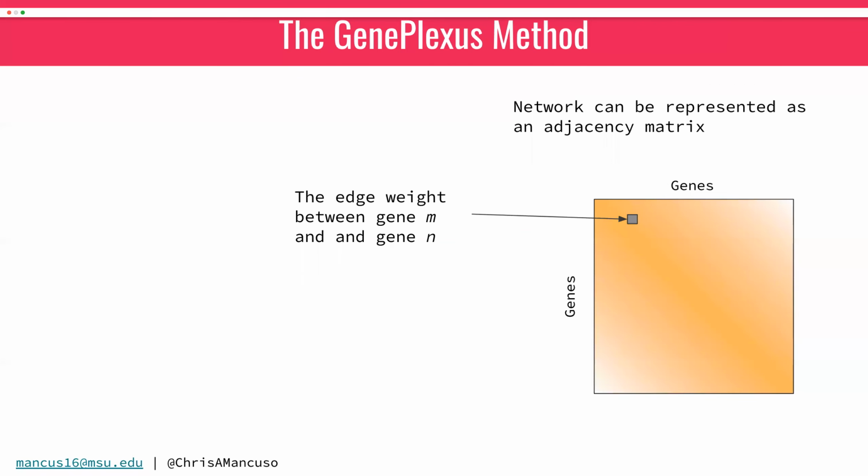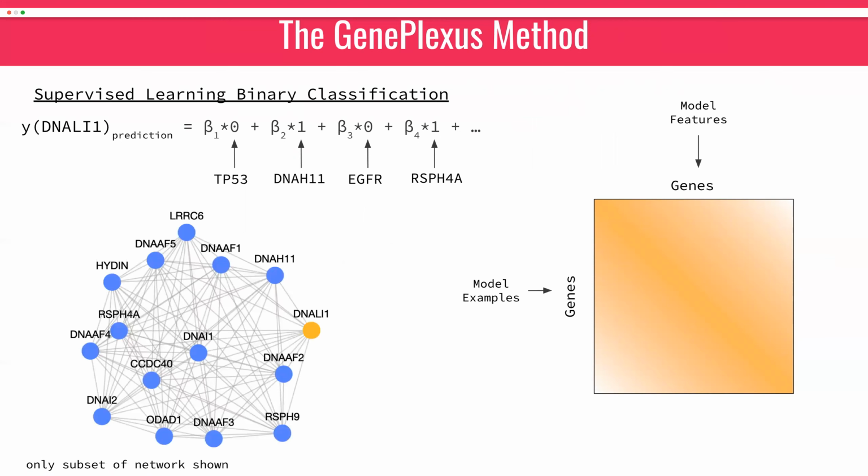The method that our web server is based on, the network-based method, we call GenePlexus. You can represent a network as an adjacency matrix, where any element in this matrix is the weight between gene M and gene N, and it's a gene by gene matrix. What we want to do is train a simple linear binary classifier. Every gene is an example, and the network connections for that gene are the model features.